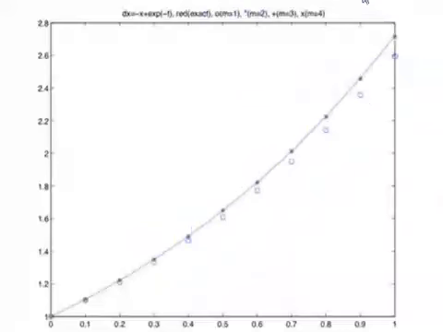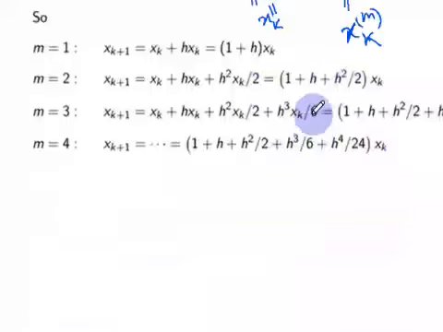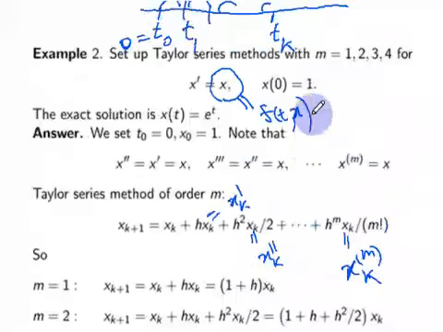All right, so except for the first order method, all the other order approximations are very close to the exact solution, right? You can notice that. I hope you understand this one.